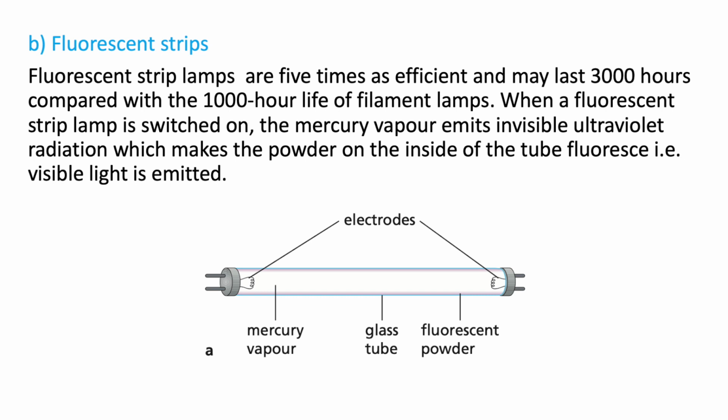We apply a very high potential between these electrodes. The mercury is filled inside the tube at low pressure. When electric discharge passes through this mercury vapor, it produces ultraviolet radiation. This ultraviolet radiation falls on some fluorescent powder coated inside the tube, and it produces visible light. So the ultraviolet radiation is absorbed by this powder and produces visible light.